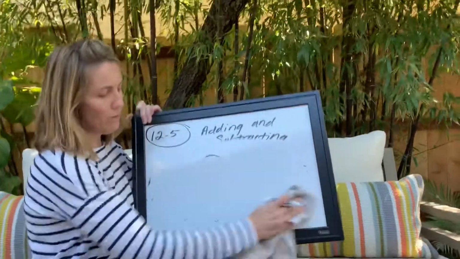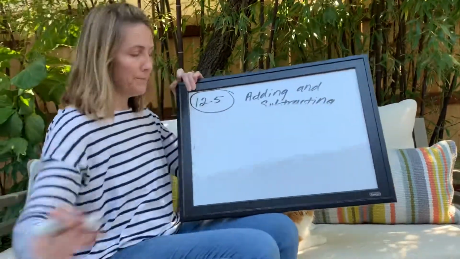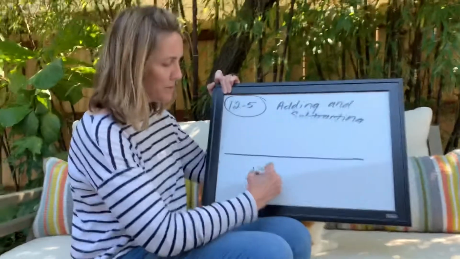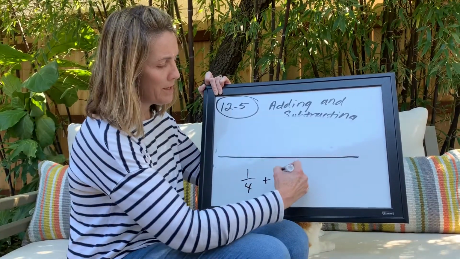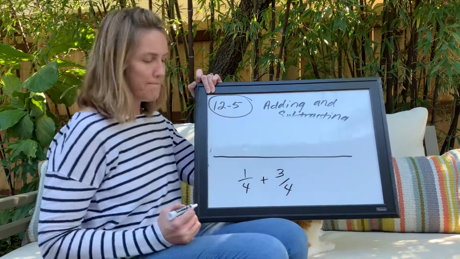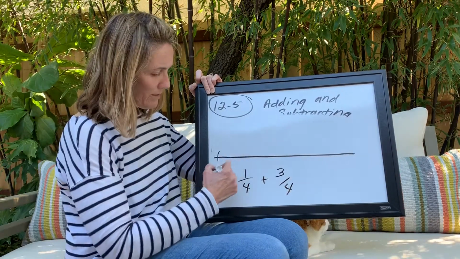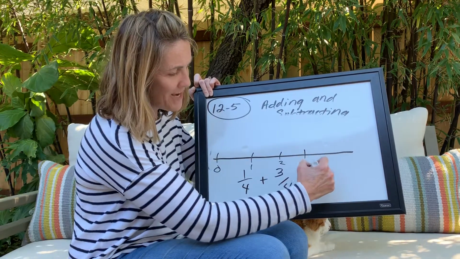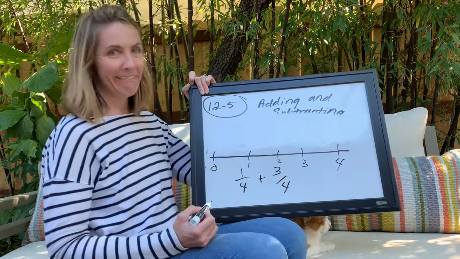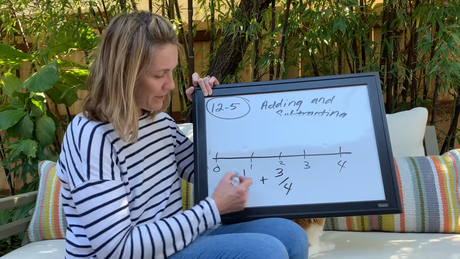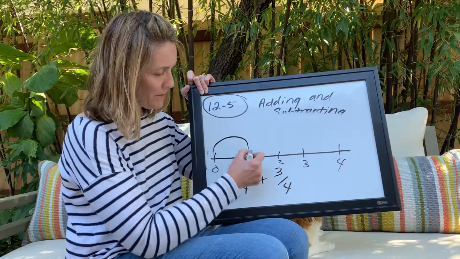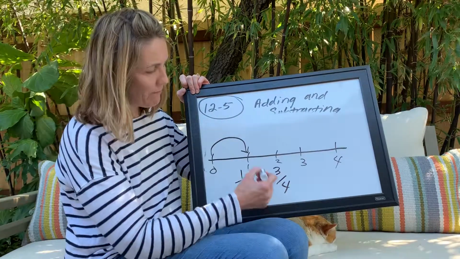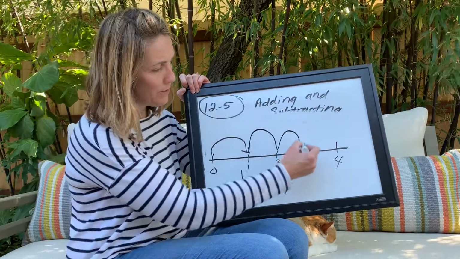Now if we were to go with addition, it's a little different. So let's come up with a really simple one that we could do together. Let's do 1/4 plus 3/4. Okay. So we've got 0 down here. 1, 2, 3, 4. Not exactly even. Okay. So if we did 1/4, so here's 1/4. And we want to add 3/4 to it. So we go 1, 2, 3.